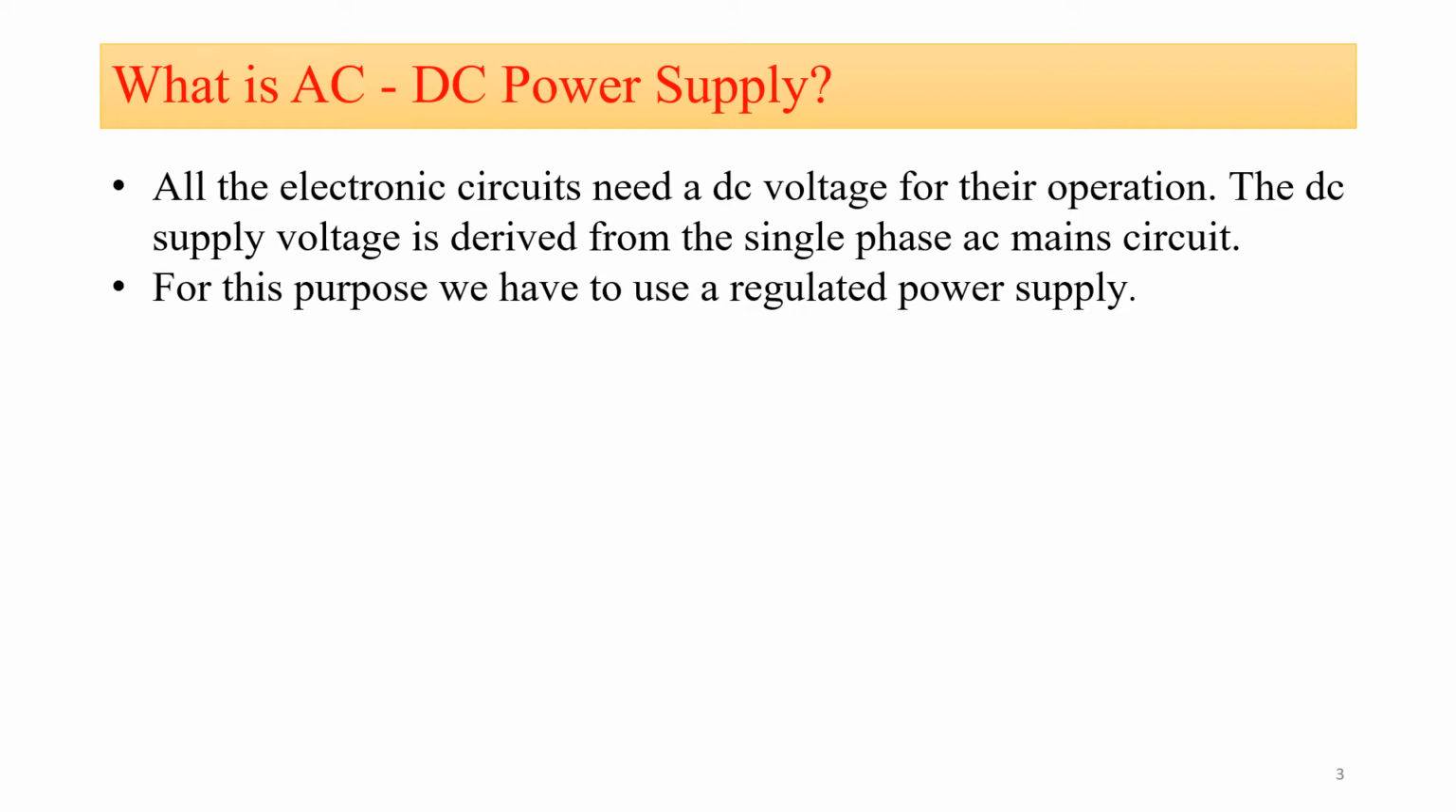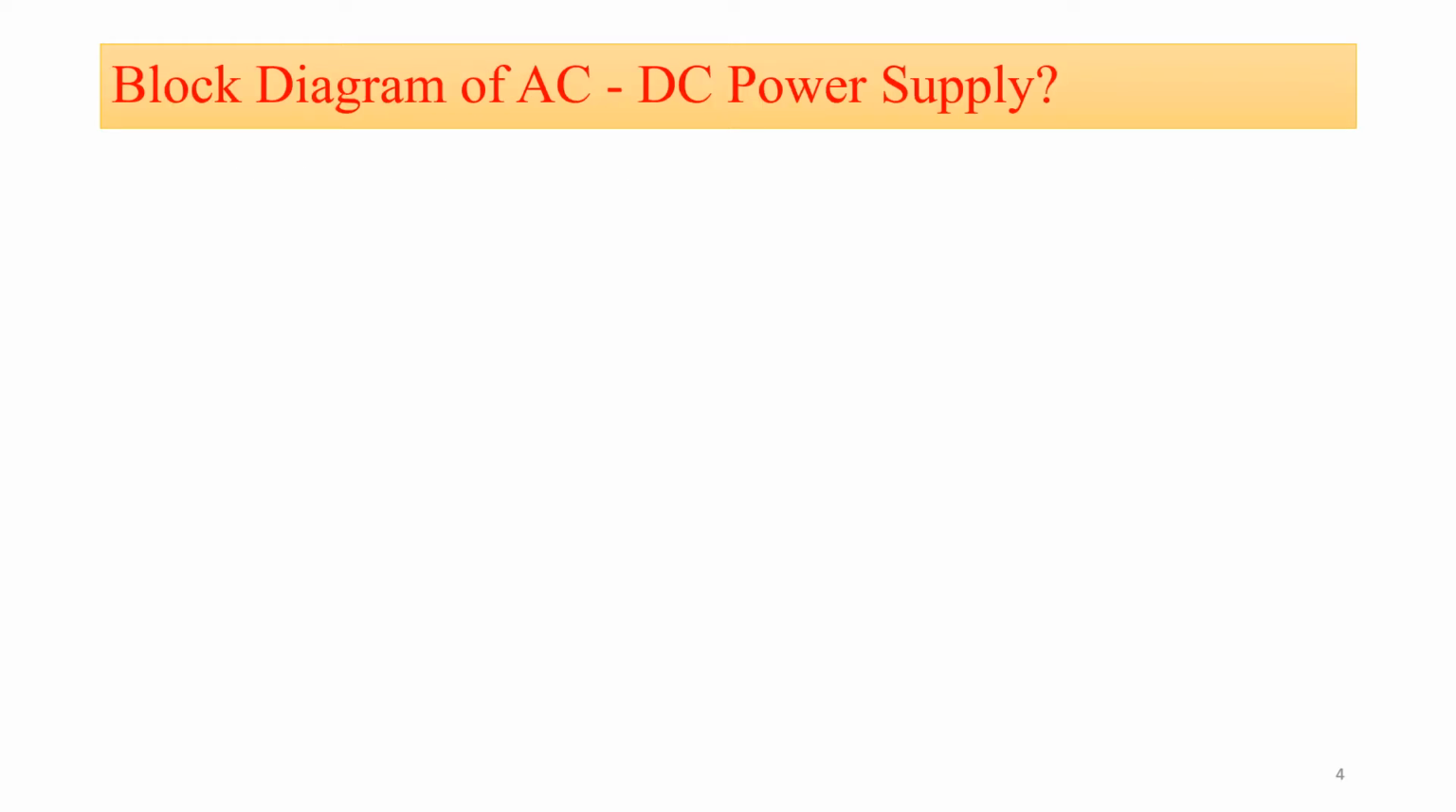Means conversion of 230 volt AC into 5 volt DC, it is nothing but what? DC regulated power supply. In this way, all the electronic circuits need the DC voltage for their operation. Now in this lecture we will cover how to convert this AC signal into DC signal. Now to convert our AC signal into DC signal, let's see the block diagram of AC DC power supply.